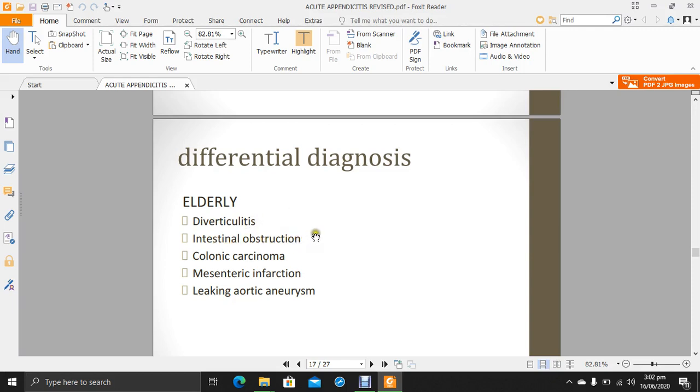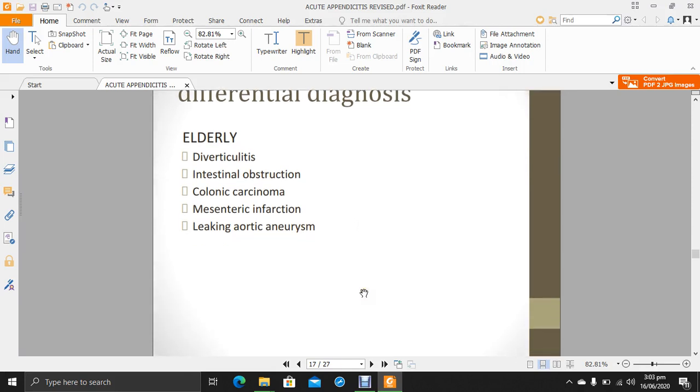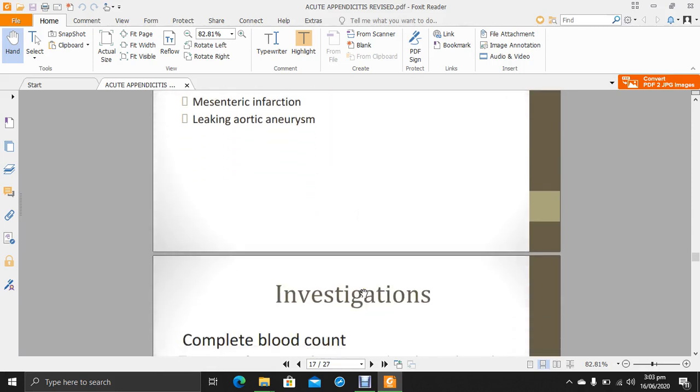Intestinal obstruction can also present, and colonic carcinoma. These are the differential diagnosis in elderly people. Mesenteric infarction and leaking aortic aneurysm. This is a very critical condition, and God forbid, once it ruptures, it does not give a chance for a person to reach the hospital, especially a cardiac surgeon or general surgeon who can control these things.